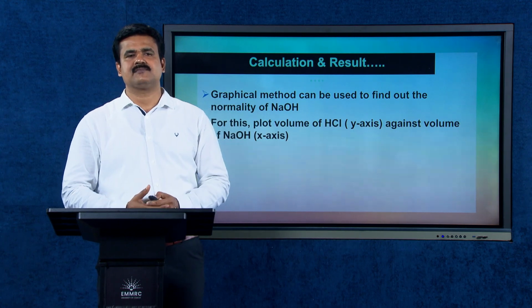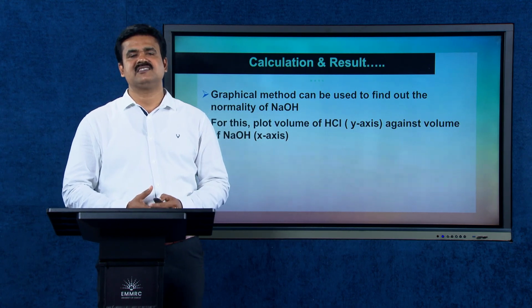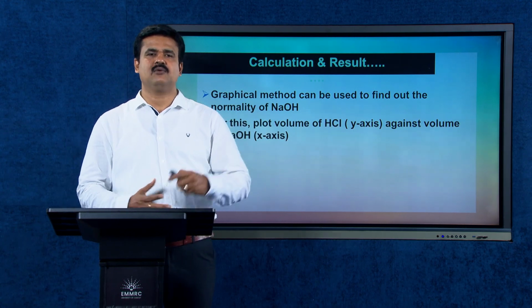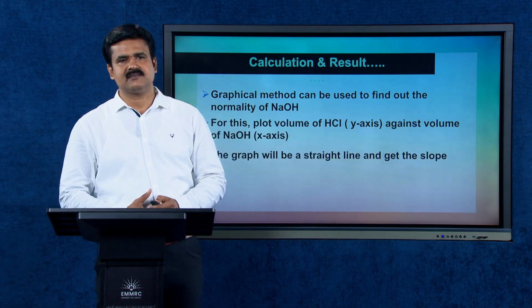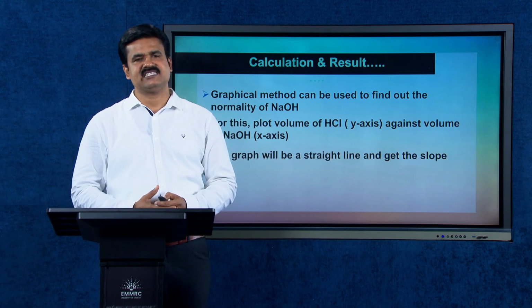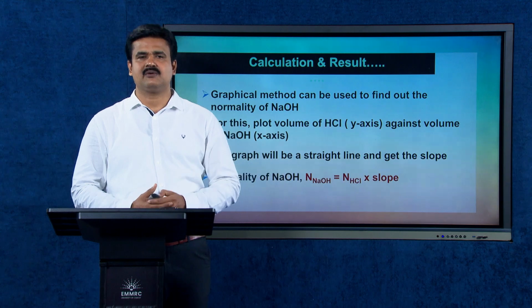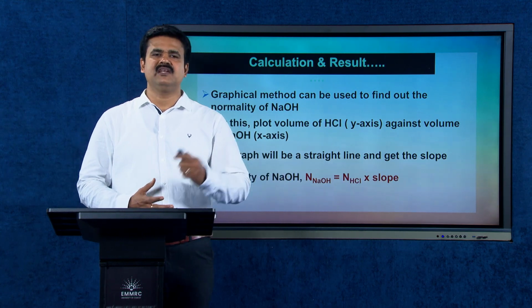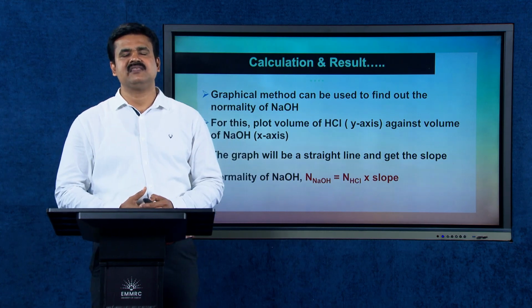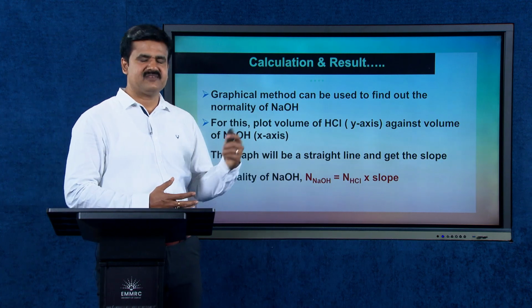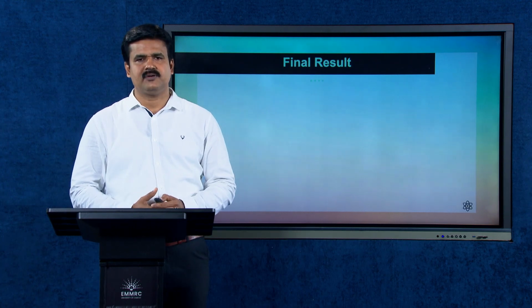The graphical method can also be used to find out the normality of NaOH. For this purpose, you have to plot the volume of HCl on the y-axis against volume of sodium hydroxide on the x-axis. The graph will definitely give a straight line and you can calculate the slope. Normality of NaOH will be theoretically equal to normality of HCl multiplied by the slope.